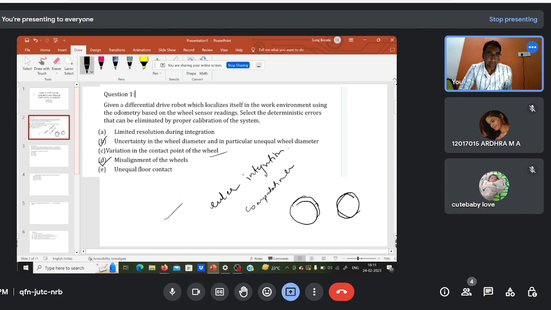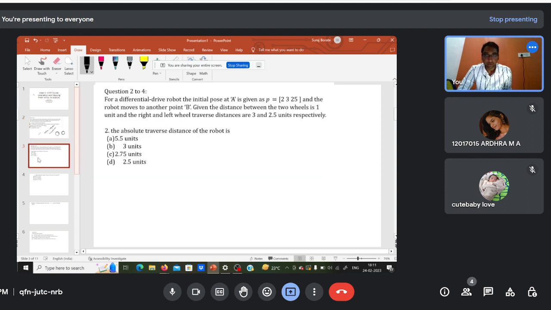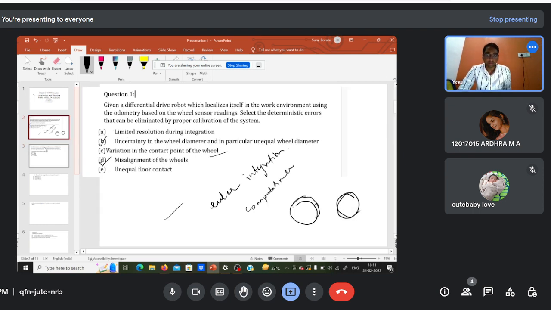Uncertainty in wheel diameter: yes, the wheel diameters are not equal due to manufacturing defects or wear and tear, so we should measure it and input the proper values in the formula, right? So that can be measured. Variation in point of contact of the wheel is very difficult to find. Misalignment of the wheels, yes, that also can be corrected and calibrated, right? Unequal floor contact, yeah, that is not in our hands. That is part of the environment. So the answer is B and D, wheel diameter and misalignment of wheels.